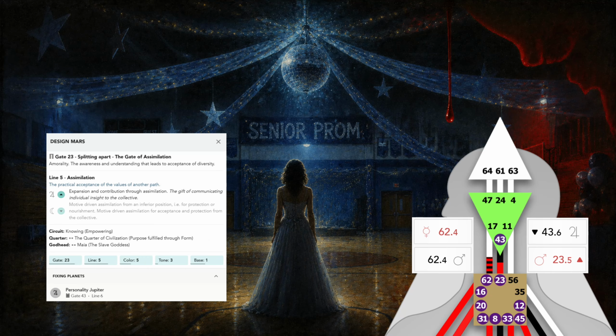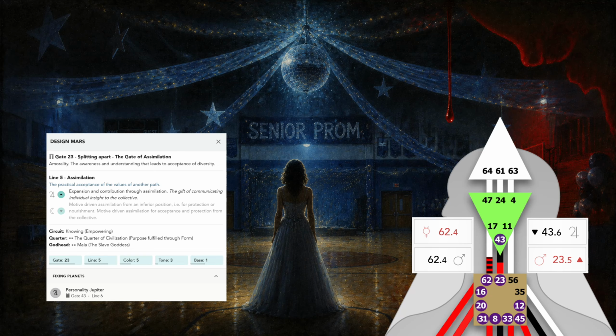Now move to the design 23.5, the gate of assimilation at the 5th line. Gate 23 is the other half of the 43-23 channel, the throat side, the voice that says, I know, or I don't know. This is the gate of individual expression through language, and it is specifically amoral. It does not care about conventional morality. It cares about getting the unique knowing out.